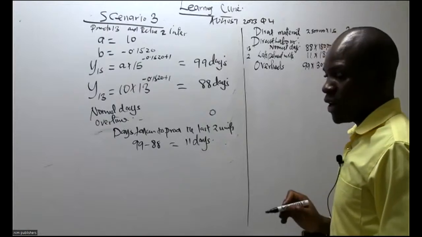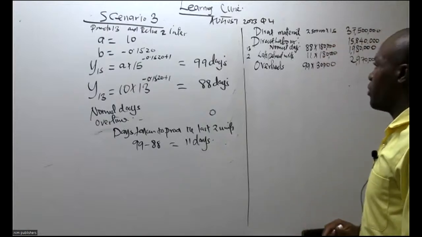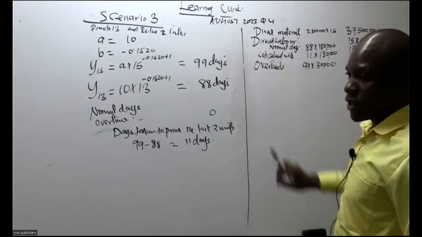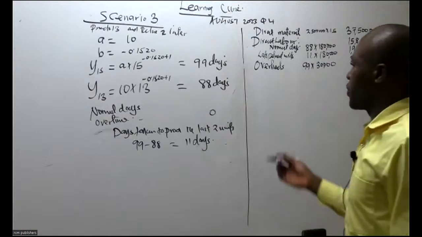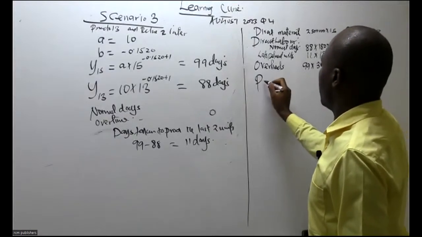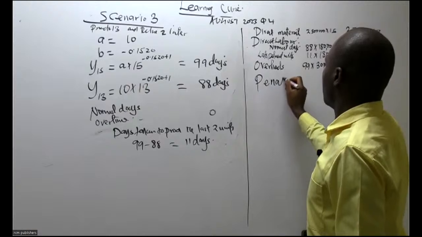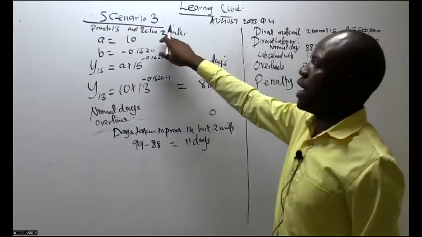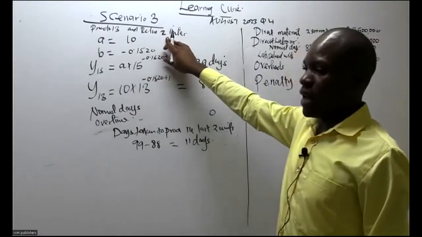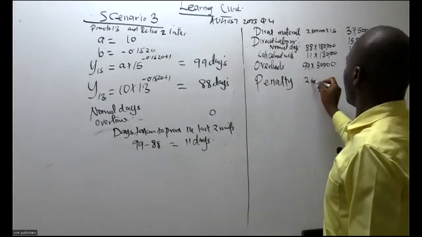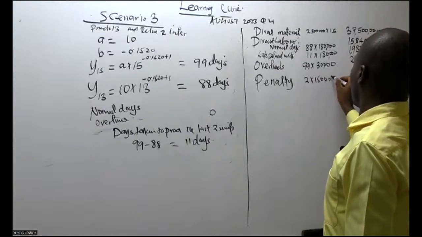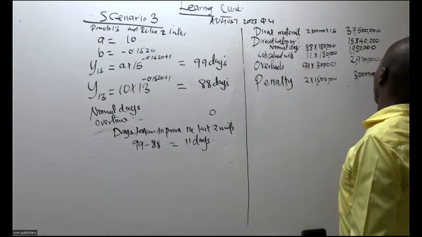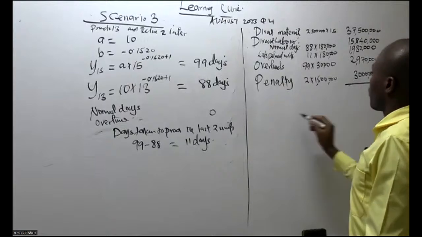Let's see if we are really copying notes or we are following something. Is there something we are leaving out? Penalty. So we have a penalty here for late delivery, and 2 buses were delivered after the deadline. So we have 2 times 1.5 million. That will be 3. They are paying 3 million.